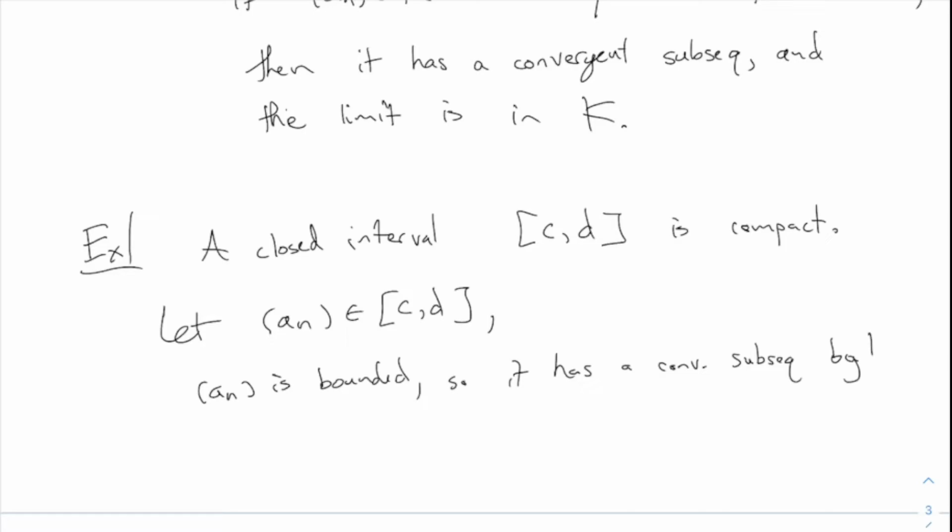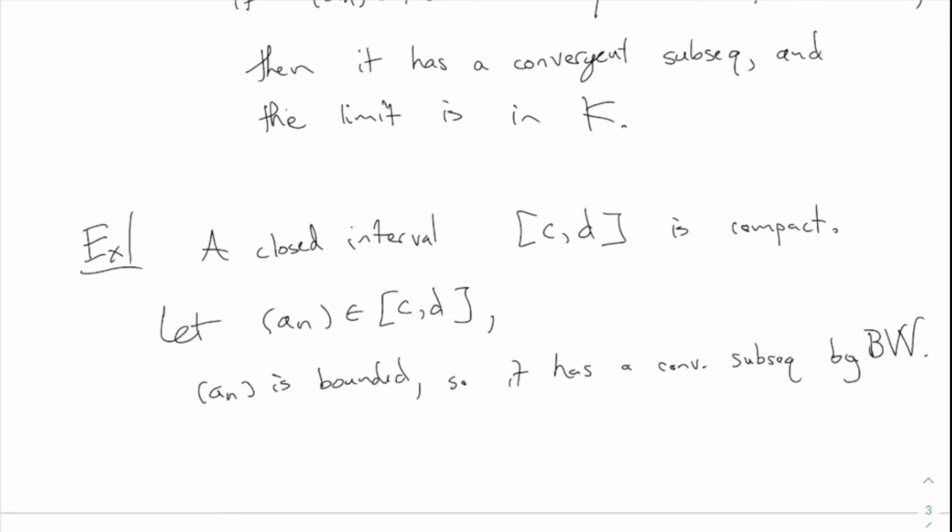By the Bolzano-Weierstrass theorem. BW. All right. Okay, that was the first part of the definition. Compactness says any sequence in your set has a convergent subsequence, and the thing it converges to is also in the set.